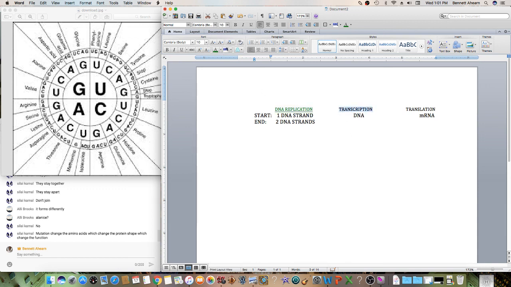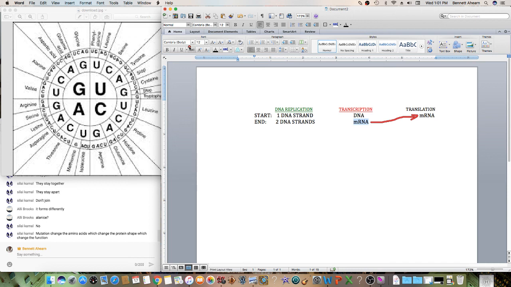Through the process of transcription, we started with DNA, and we turned that DNA through transcription. We made a single strand of mRNA, right? Transcription took the DNA, copied a gene into mRNA. In translation, we start with this mRNA, right? So the mRNA goes into translation.